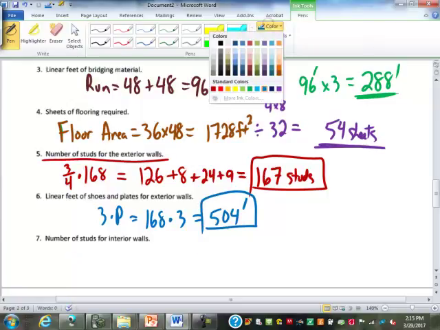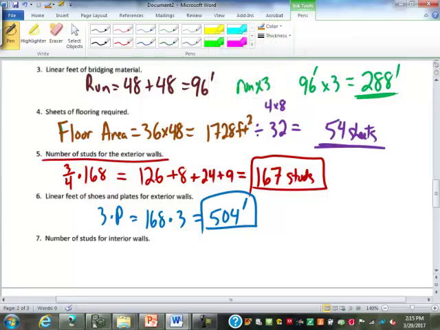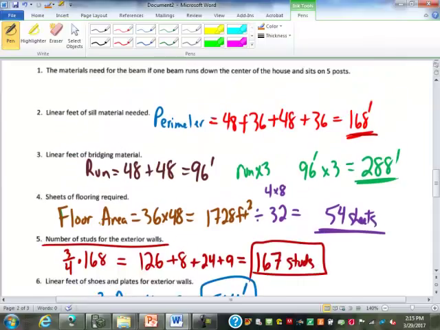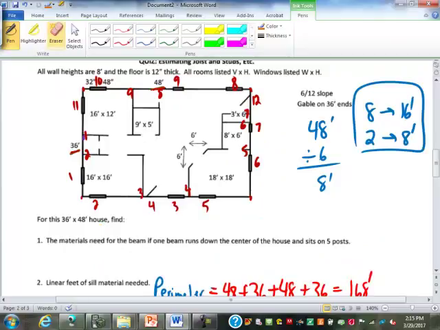Number of studs for interior wall. This is something we have not done yet. The number of studs for the interior wall is going to require a little bit more guesswork, to be honest. And what we usually do for interior wall is we just figure 1 stud per foot. The reason we do 1 stud per foot is because it's really hard to get an exact length. So we're really kind of guessing at the lengths. So we're going to come up here and we're going to see what we can figure out for these interior walls.